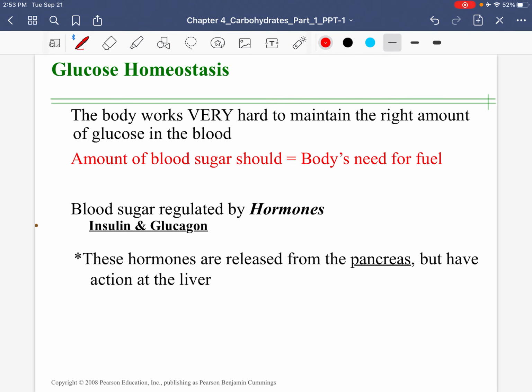Okay, there are two hormones that regulate our blood sugar levels, insulin and glucagon. I'm pretty sure everyone here has heard of insulin before, really important. These hormones are released from the pancreas, you should know that. Insulin and glucagon are released from the pancreas, but they actually go to the liver where they have their action.